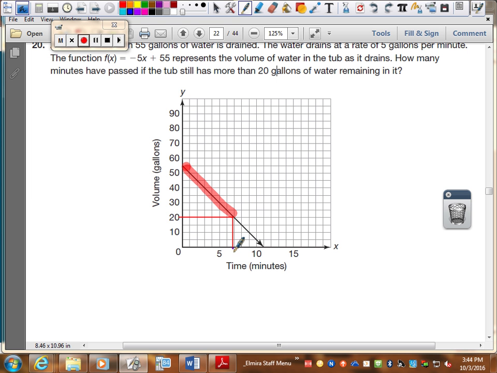What are the x values here? These are the x values that we're talking about right here. So we would say that as an inequality, we would say that the time is less than 7, okay? And in words we say, t less than 7 minutes have passed.